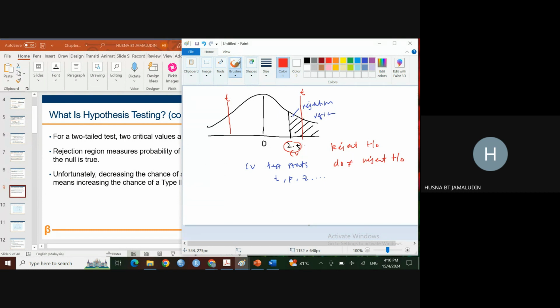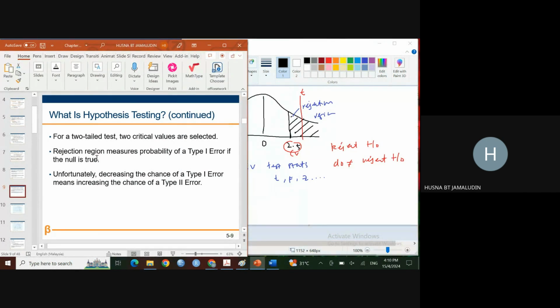But if you have a two-tail test, your CV will contain two values. So you have plus 2.5. You also have, so let me put a different color, you're gonna have negative 2.5. So this rejection area will be two areas because you're talking about two-tail. Okay. So rejection region or area measures probability of a type 1 error if the null is true.